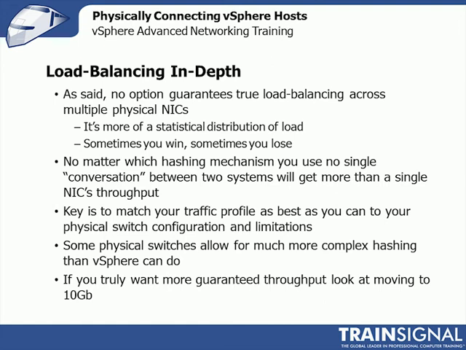No matter which hashing mechanism you use, no single conversation between two systems will get more than a single NIC's throughput. The most granular we can do with vSphere is hash by IP. So let's say I've got a server VM, and out on the network I've got 50 VM clients. Or, nope, let's do this. I've got one server VM and one client, and they're going to talk to each other, and they're going to transfer a lot of data.